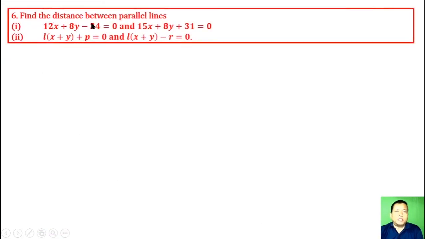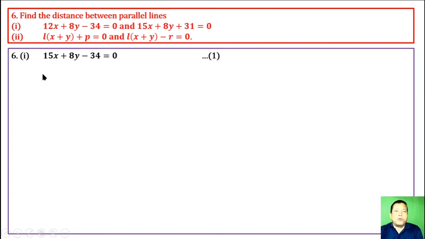6. Find the distance between the parallel lines. We have to find the distance between these two parallel lines for Roman number 1. For parallel lines, how do we find the distance between them? Suppose this is line 1 and this is line 2. Take an arbitrary point P from line 1 and draw a perpendicular. Find its perpendicular distance from line 2. That is the distance between the two parallel lines. The distance between two parallel lines is the distance of a point on one line from the other line.